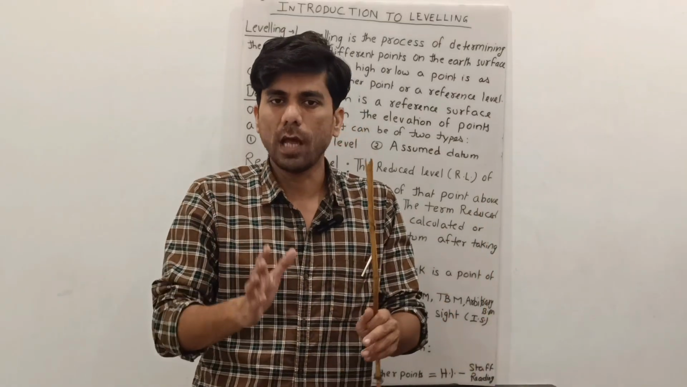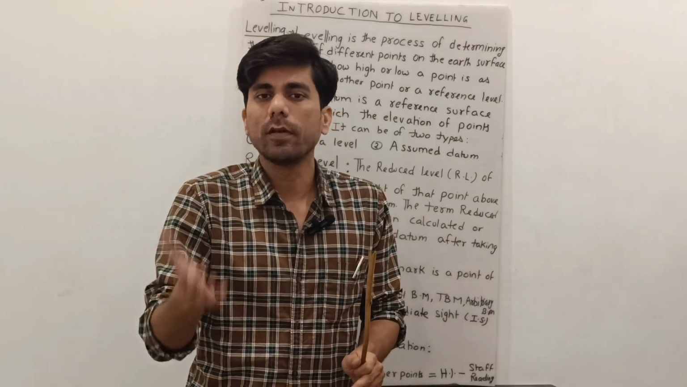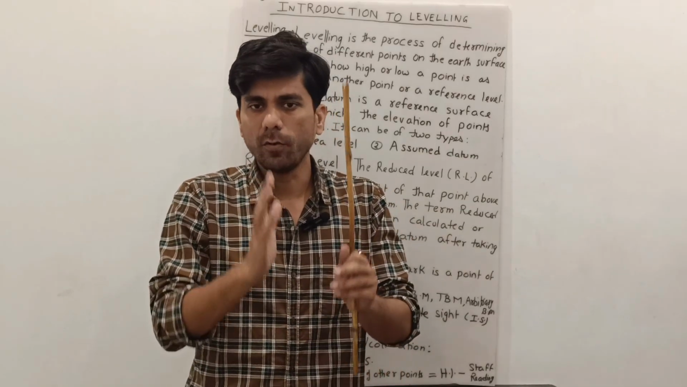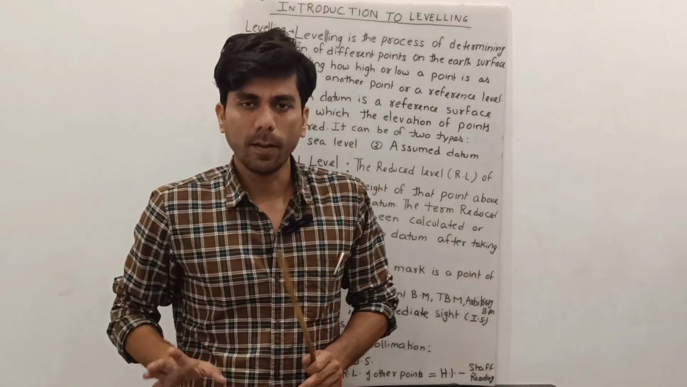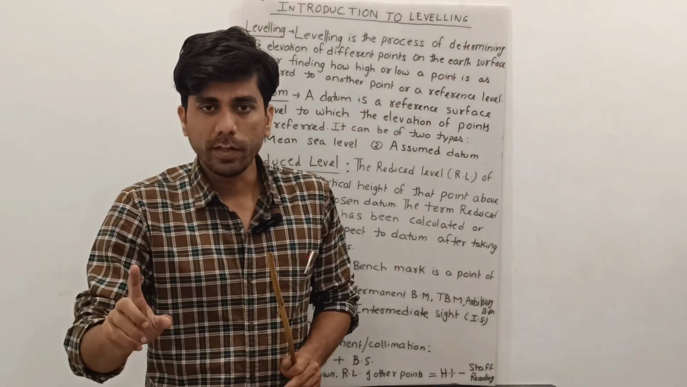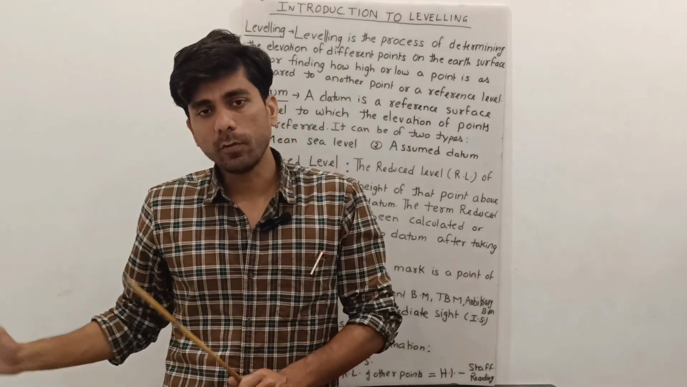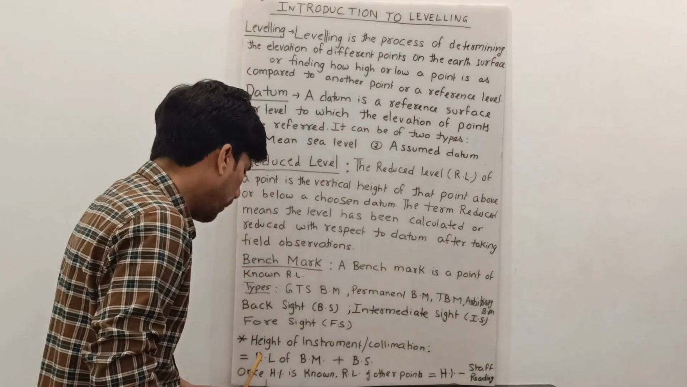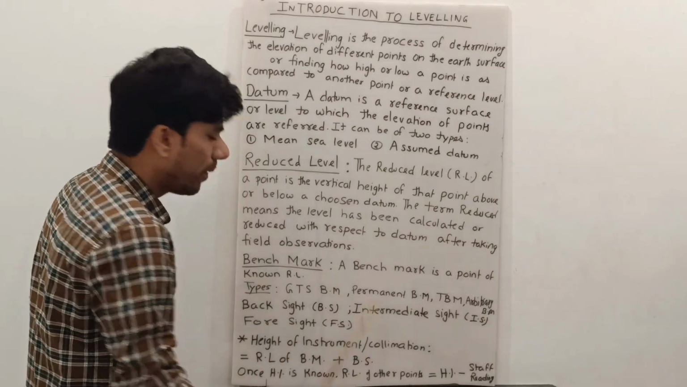You place your staff over the benchmark, that means at a point whose RL was already known to you, that is your benchmark. You place your staff at your benchmark, you take a reading on the benchmark, and this reading is called your backside. So in the start process of the leveling, the first reading is always going to be your benchmark. So once you have calculated the benchmark, you can calculate the height of instrument as the formula here. The height of instrument is RL of benchmark plus backside.